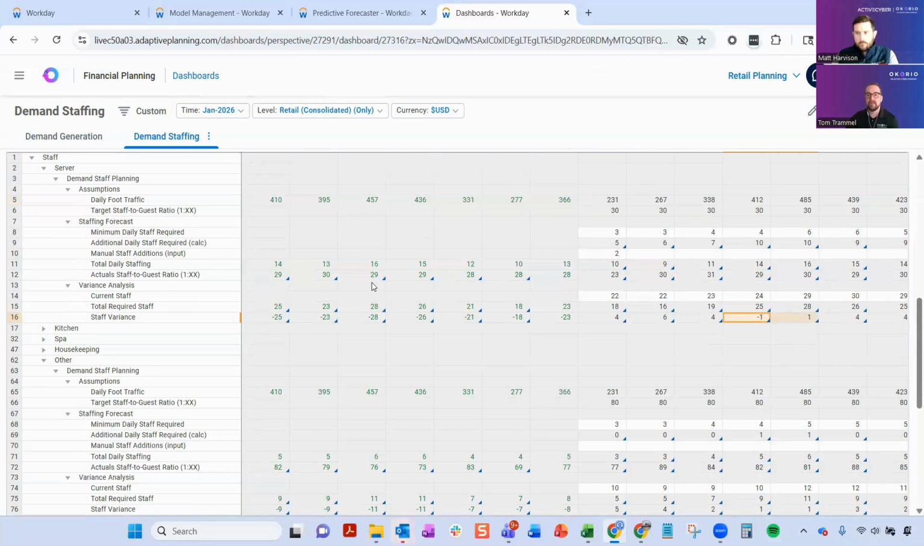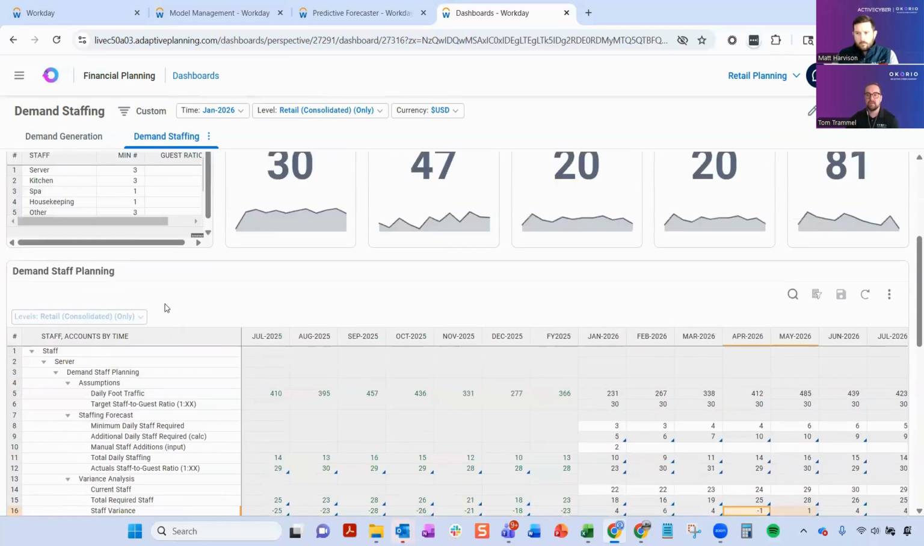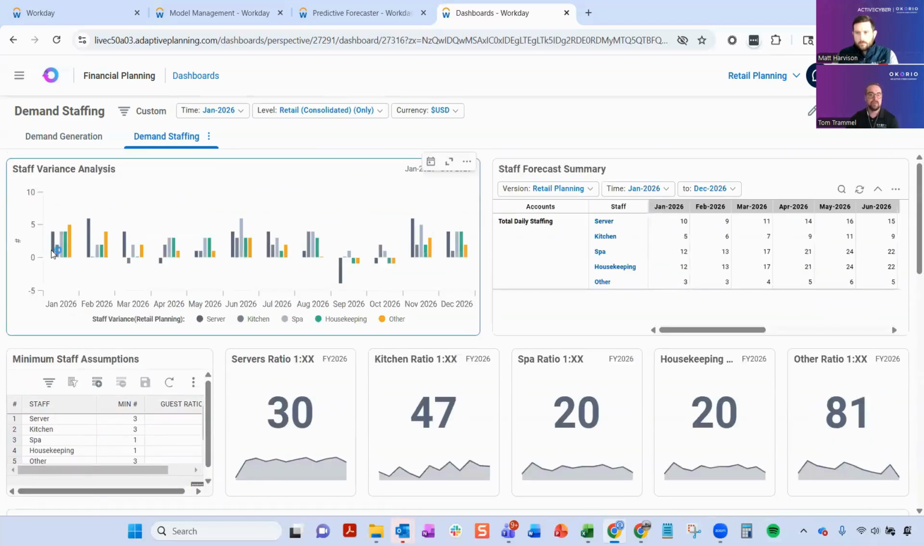Do we have a positive variance? Do we have enough staff to work the shifts that are required, or do we need to hire more? And so this graph up here is a graphical illustration of that, of each one of our different staffing types.